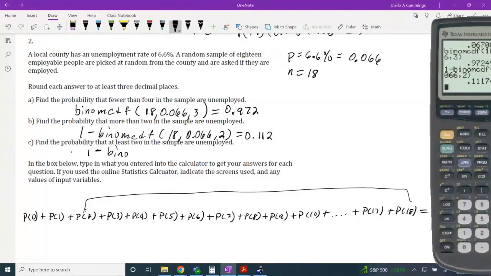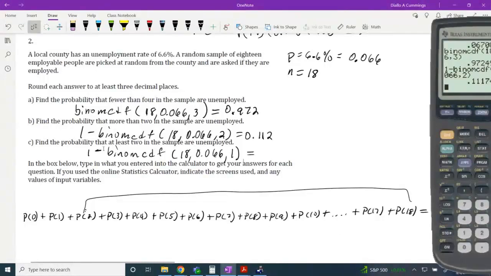the binomial CDF, and we're going to put in 18. We're going to put in the probability of unemployment, and we're going to put in X as 1, right? Because the CDF for 1 is going to give us the probabilities for 1 and for 0 added together. So we can subtract from 1 to find the probabilities for 2 through 18.